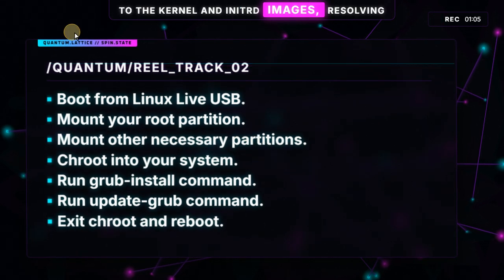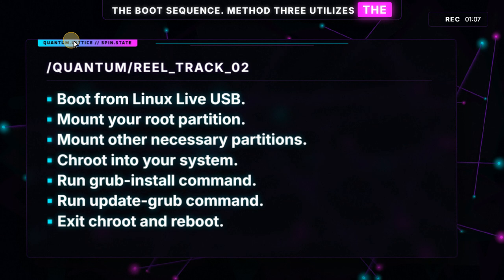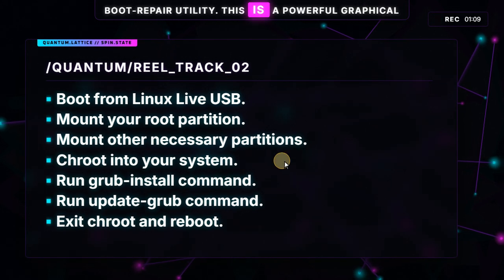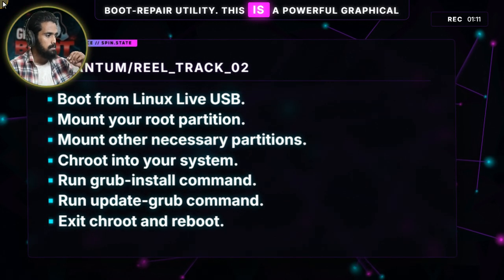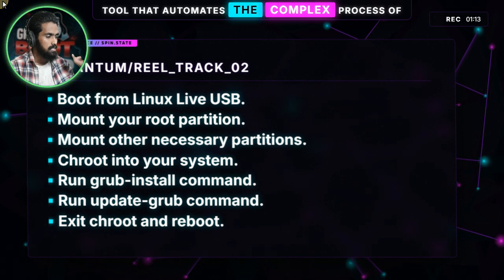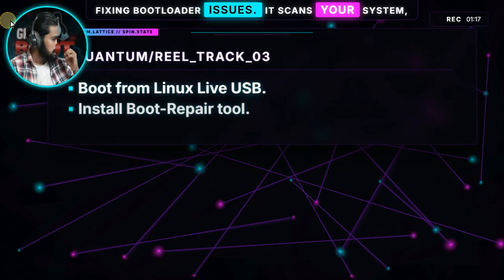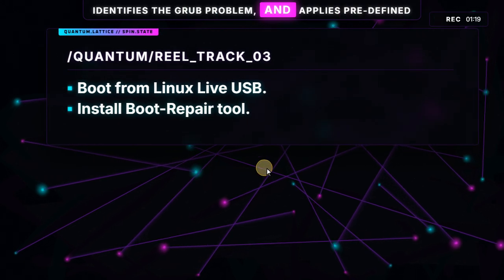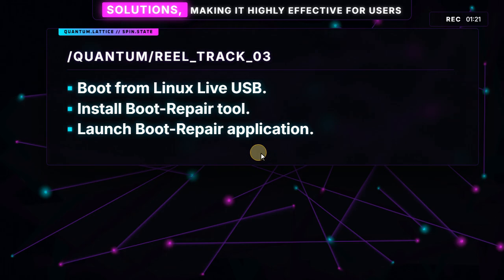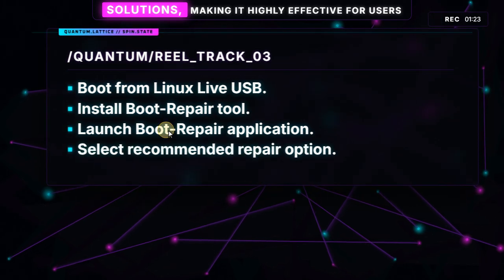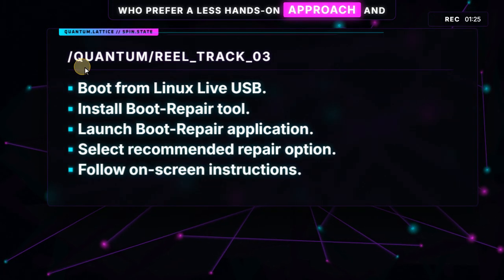Method 3 utilizes the Boot Repair utility. This is a powerful graphical tool that automates the complex process of fixing bootloader issues. It scans your system, identifies the GRUB problem, and applies pre-defined solutions, making it highly effective for users who prefer a less hands-on approach and want a comprehensive fix.